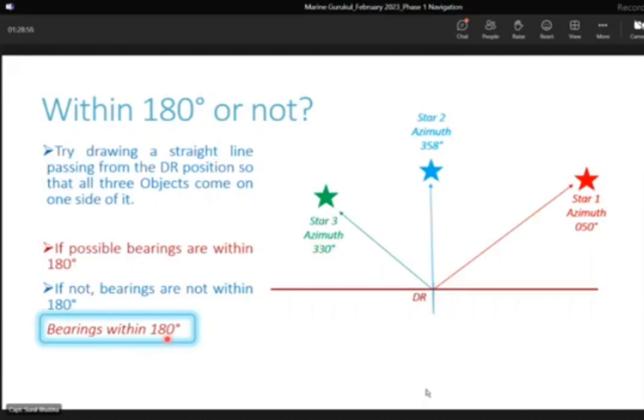Sir, if this star azimuth 050 would have been 095, then? Okay. If this was 095, you draw a line in the 095 azimuth and you draw the star there. And then you try to draw a line from the DR, any line, so that all three come on one side. You will still be able to draw it, so it will still remain within 180 degrees. Yes, it should not be like east-west or something like that. No, beta.